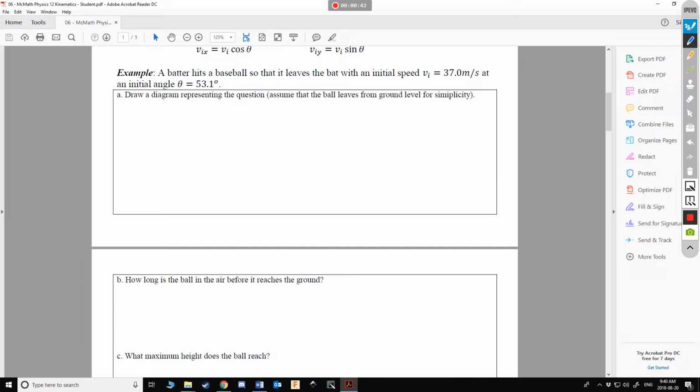Okay, so let's draw our diagram first. So here's a line. First thing to recognize is that any projectile follows a parabolic path, which you learned all about parabolas in grade 11 math. So the ball is going to be launched into the air. It's going to reach some vertex, and it's going to come back down to the earth.